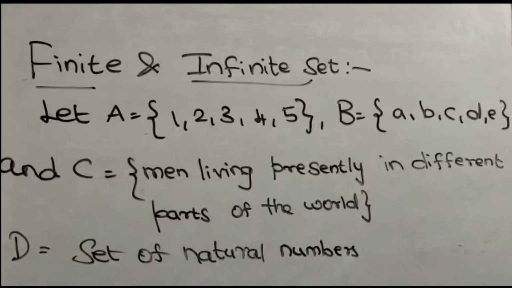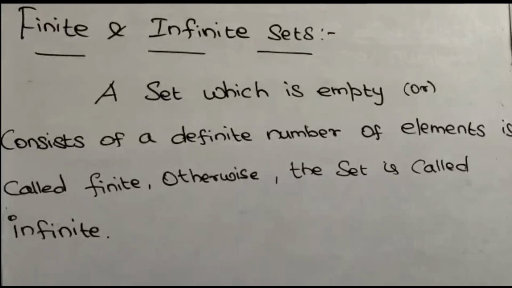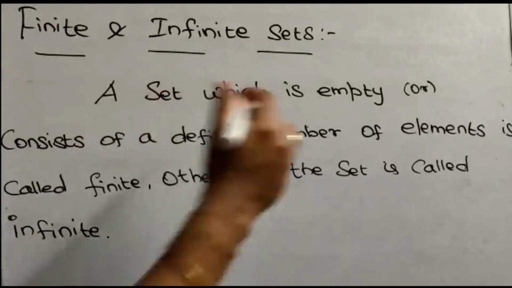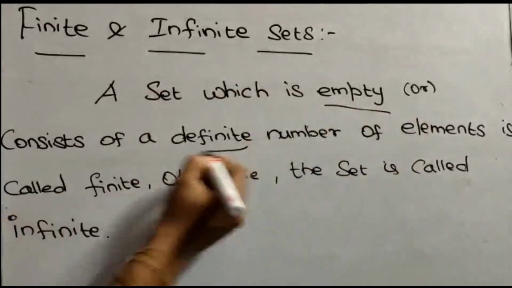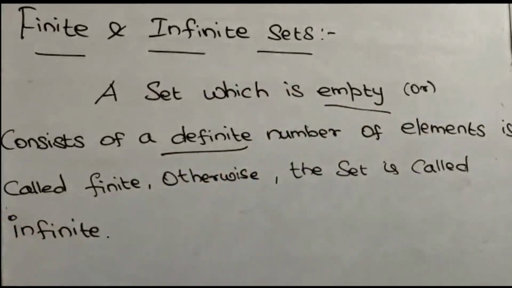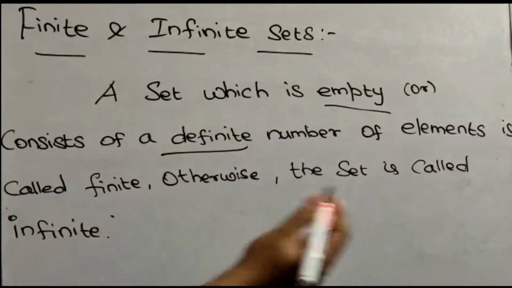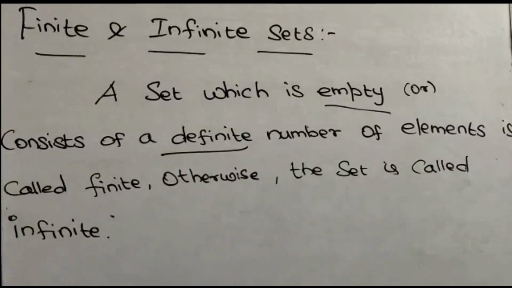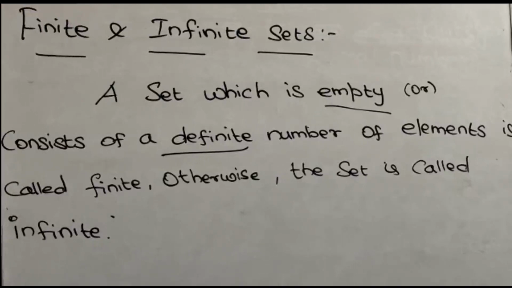Now we'll move on to the mathematical definition of finite and infinite sets. A set which is empty or consists of a definite number of elements is called a finite set. Otherwise, the set is called infinite. So, the empty set also we'll consider as a finite set. Let's see a few examples of finite and infinite sets.